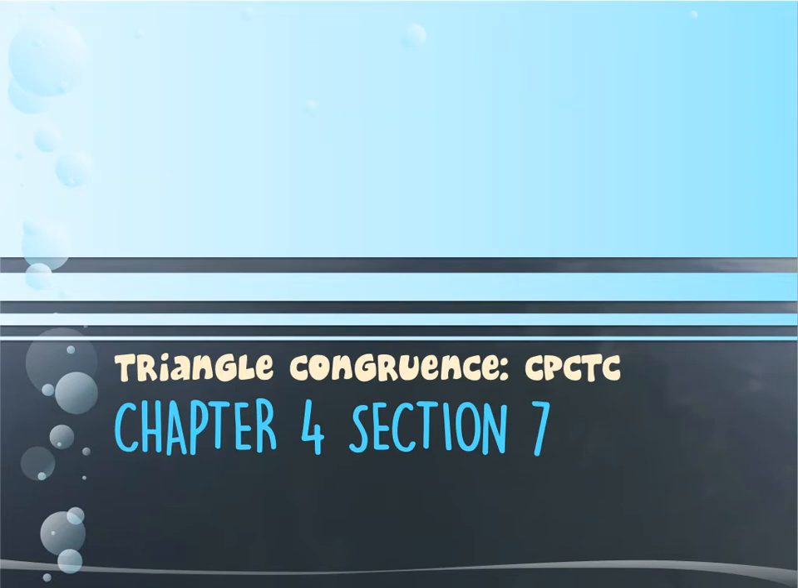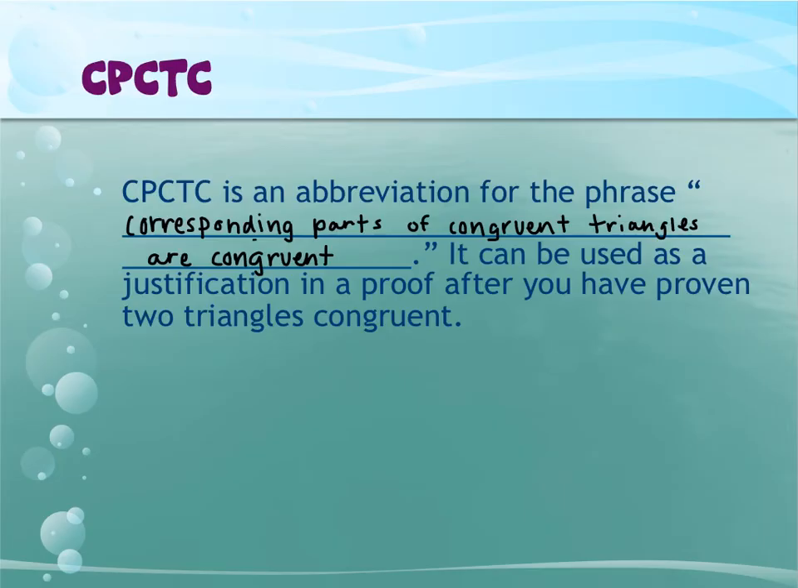So 4.7 is triangle congruence, CPCTC. CPCTC is an abbreviation for the phrase corresponding parts of congruent triangles are congruent. It can be used as a justification in a proof after you have proven two triangles are congruent. So it's just continuing congruent triangles, what we've been doing before.